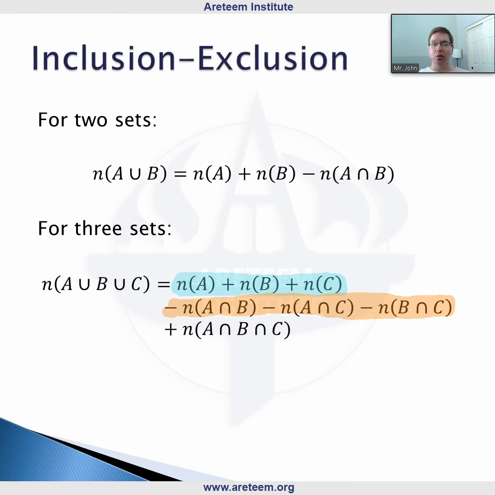Now, with 3 sets, we actually have a problem. You're actually subtracting off too much, so we have to add back in the intersection or the overlap of all 3 of the sets there.